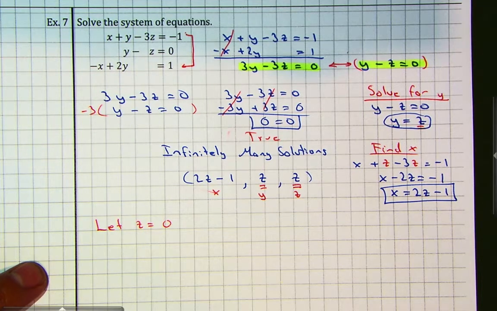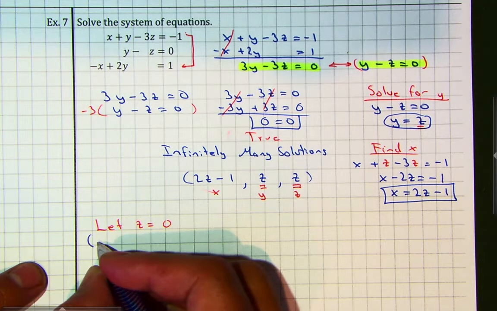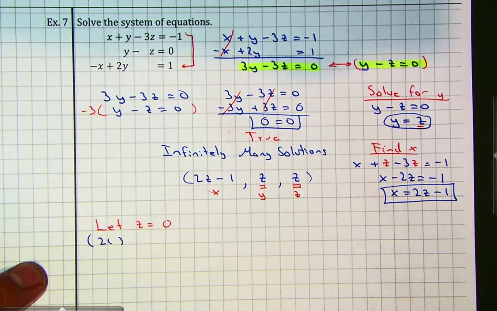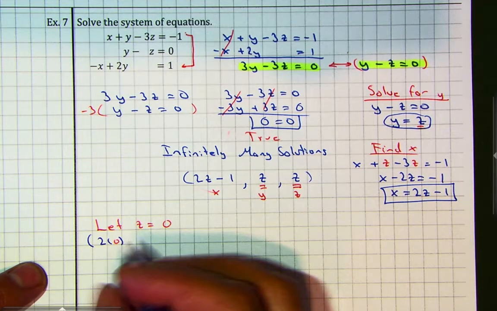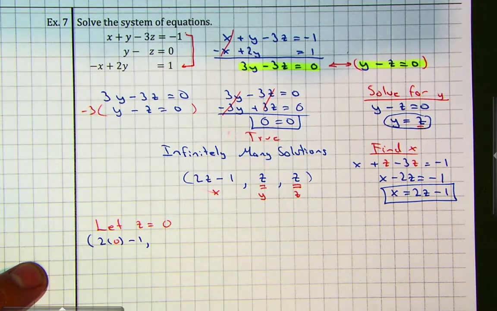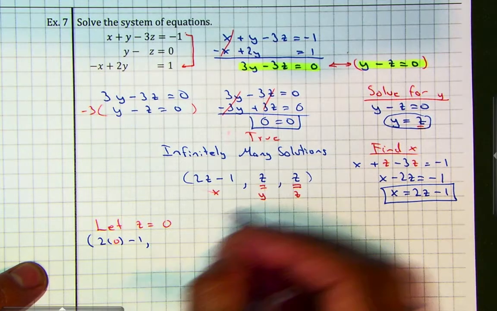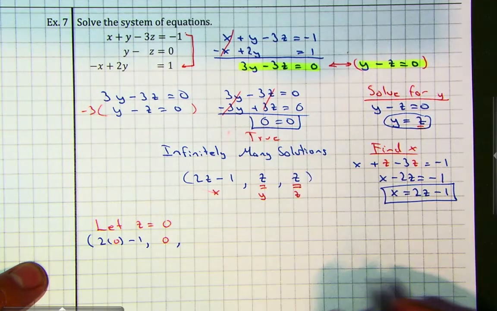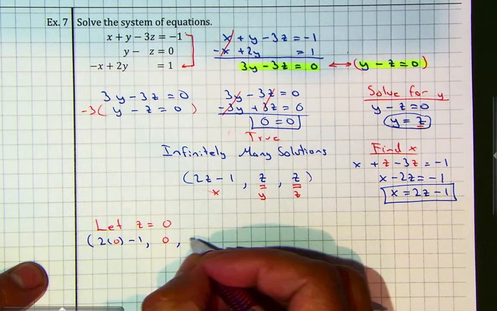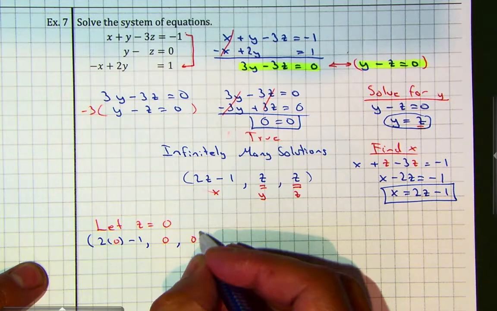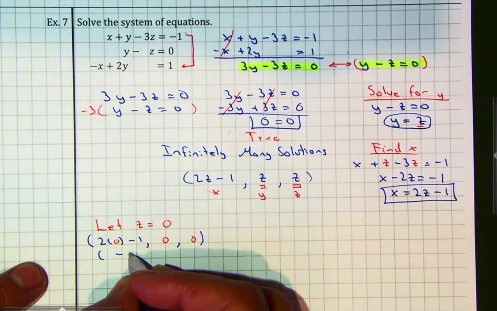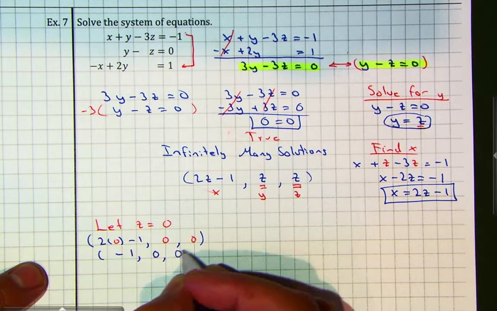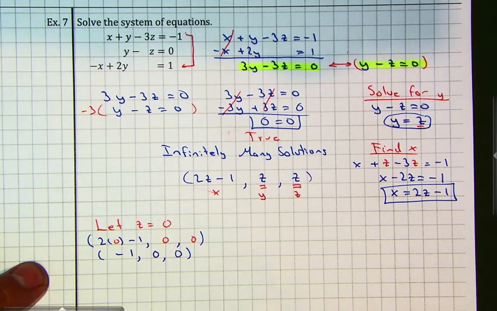So therefore, y will be 2, and instead of z it will be 0 minus 1. The y value is 0, and the z value is also 0, so therefore it will be 0. So that gives me negative 1, 0, 0, which is one of the solutions, if we did it correctly.